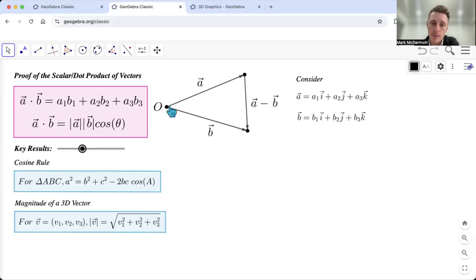And we're also going to put some labels on this. We're going to call this O, we're going to call this B, and we're going to call this point A. Okay, we're also going to put some angles in. Let's call this angle here theta, and then we've got all these other angles here.